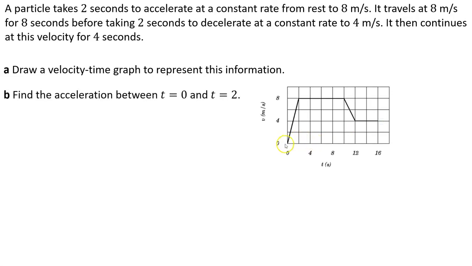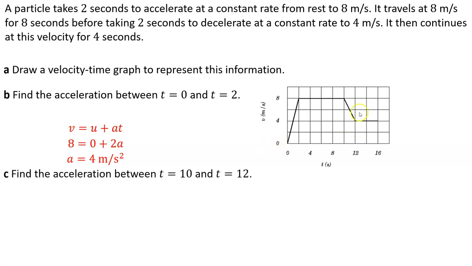The acceleration between t equals 0 and t equals 2 is the gradient of this line. Remember, the gradient is the vertical difference divided by the horizontal difference. So that's 8 over 2, which is 4, or I can use my formula, v equals u plus at. v is 8, u is 0, my time is 2, my a is what I'm solving for.